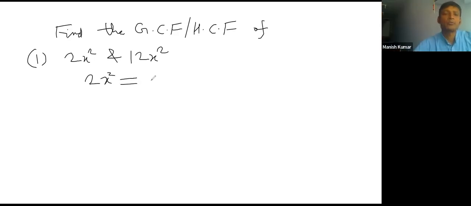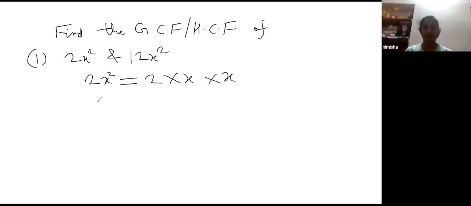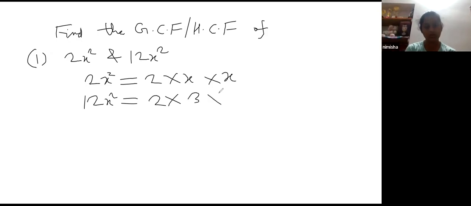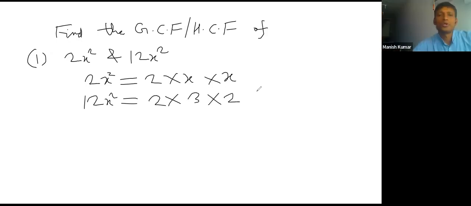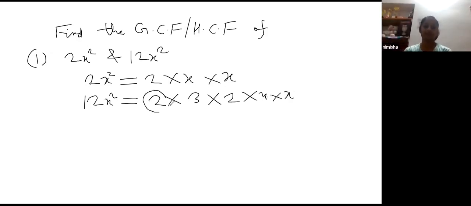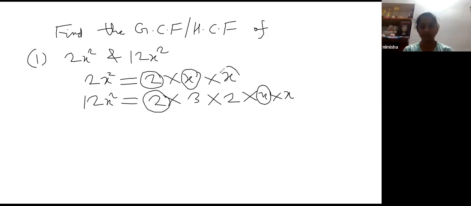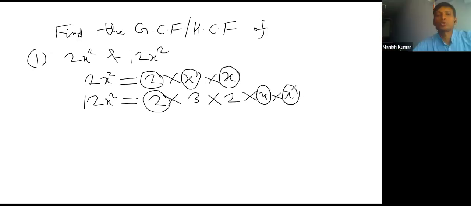2x square can be written as 2 into x into x. Yes, sir. We are applying the same procedure as we found HCF before. Here only the variables are there, that's all. But we will write in that way only. 12x square can be written as 2 into x into x, isn't it? Yes. Now this 2 is common in both of them. Yes. This x is common in both of them. Yes. This x is also common in both of them.